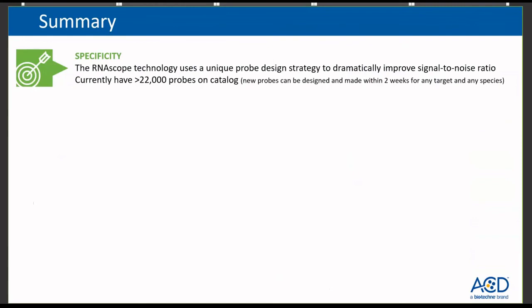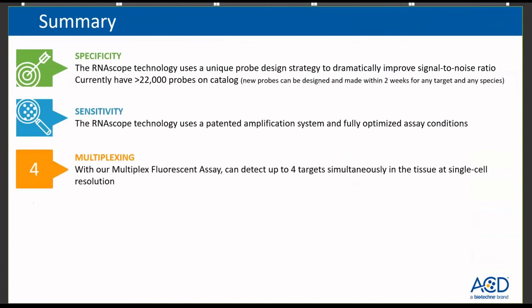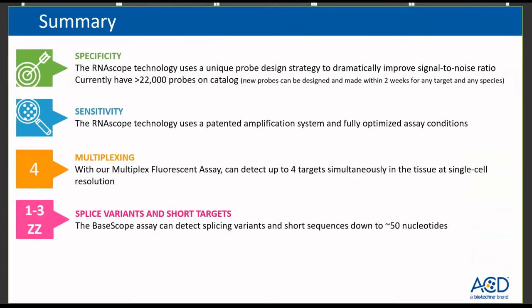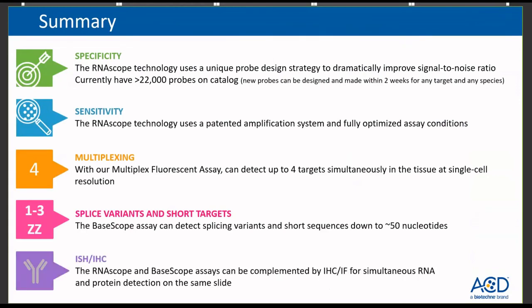RNAscope provides both quantitative and spatial information on your targets in that complex tissue environment, but it's really providing you all that at single cell resolution. And you can multiplex up to 4 targets simultaneously in the same tissue context. Our newest BaseScope assay can detect splicing variants and short sequences down to 50 nucleotides. And also the RNAscope, as I showed you, can be complemented with IHC or IF to look at both RNA and protein on the same slide simultaneously.